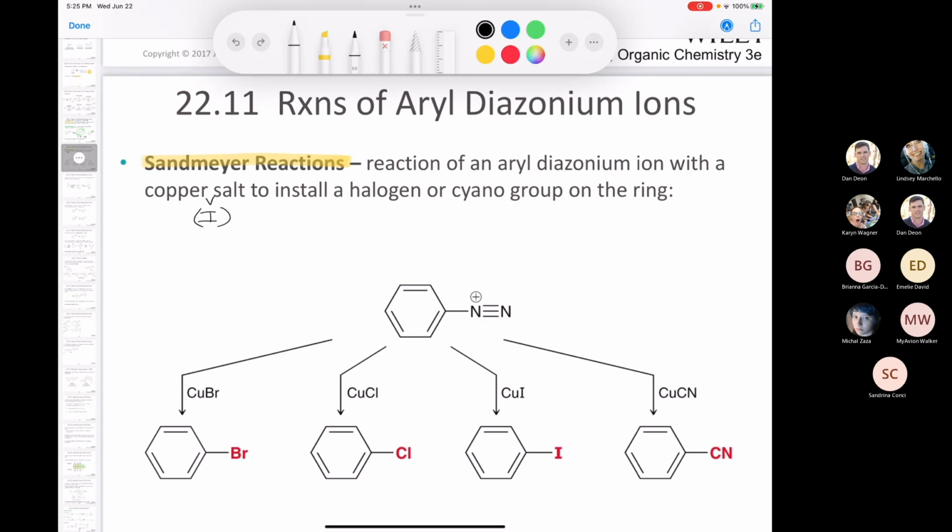So copper(I) bromide, copper(I) chloride, copper(I) iodide, and copper(I) cyanide can give us an aryl bromide, chloride, iodide, or cyanide. All of those. Now, you might be wondering, what about fluorine? That's something that we're going to talk about a little bit later. But right now, these are the Sandmeyer reactions.